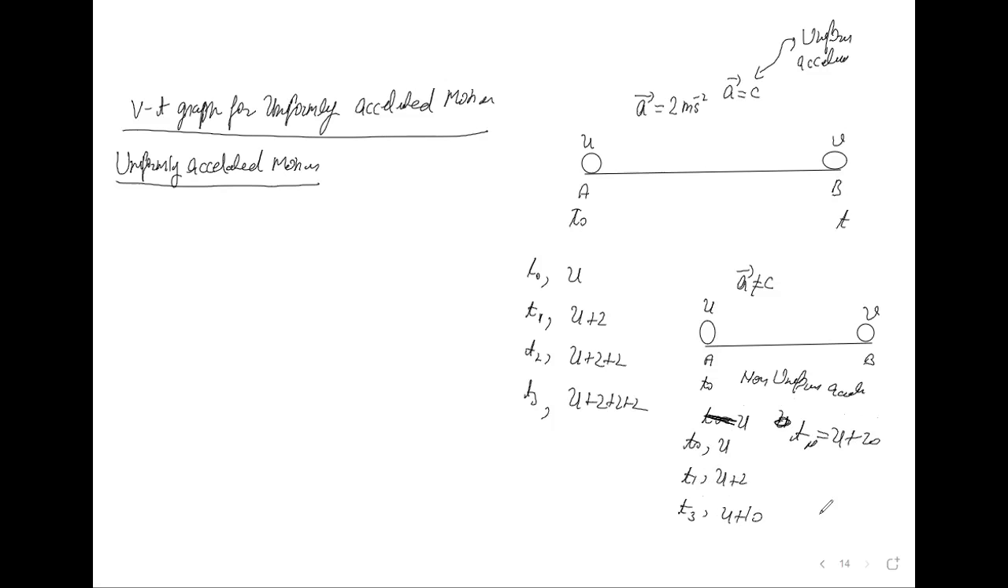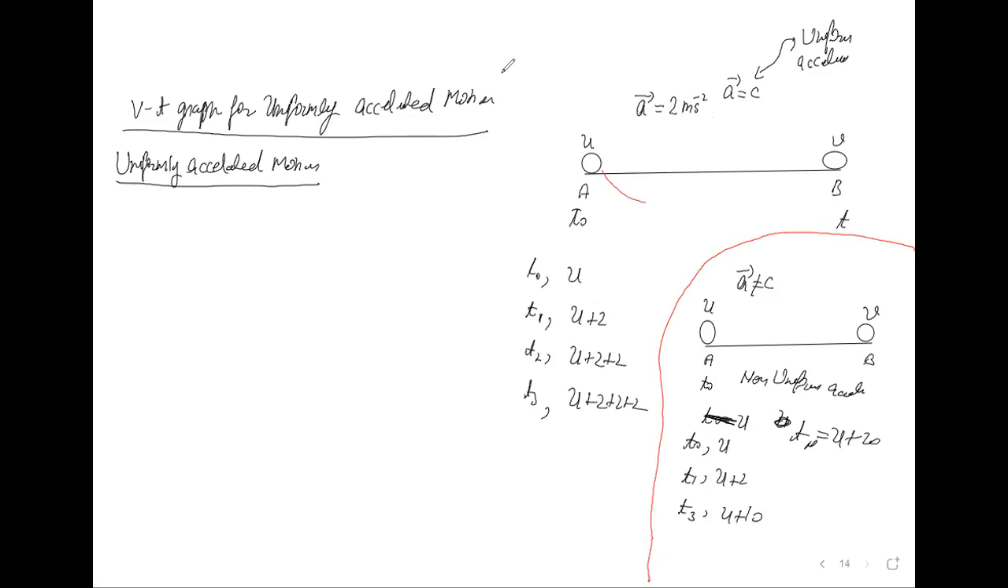20 meter. So it is not fixed. The rate of change of the velocity is not fixed. This is called non-uniform acceleration. So we dealt with two kinds of acceleration in this portion. This is the non-uniform one, and this is the uniform one.